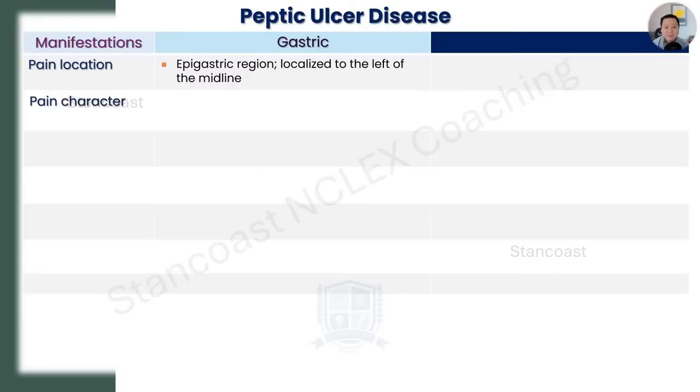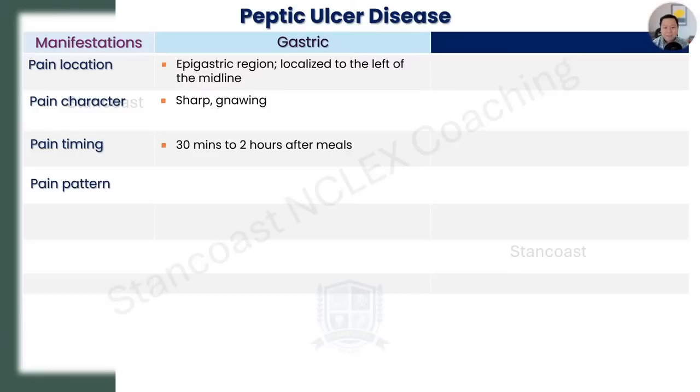Now, as far as the pain character, the pain from a gastric ulcer is typically described as sharp or gnawing, and this reflects the erosive nature of the ulcer on the stomach lining. It can cause a more intense cutting sensation. For the pain timing, the pain in the gastric type of ulcer will often occur within 30 minutes to about 2 hours after eating. This timing is because food can irritate the ulcer directly, leading to pain as the stomach begins to digest the meal.